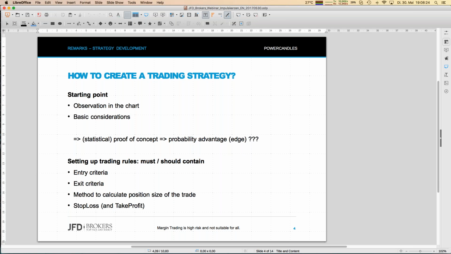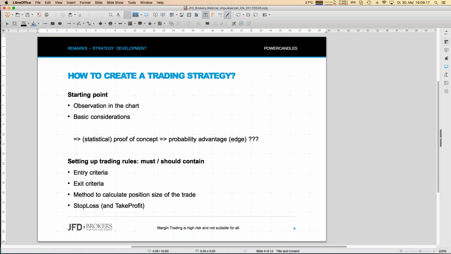So finally, out of that observation, we have a hypothesis. And now what we need is a statistical proof of that idea, of that basic observation. And if we can prove and confirm that we have a probability advantage with our idea, with our observation, this is called an edge, a wording which is sometimes more related to poker, but anyhow, it's valid here as well. So if we can confirm that edge, then this is the start of a new trading strategy, a new trading setup.